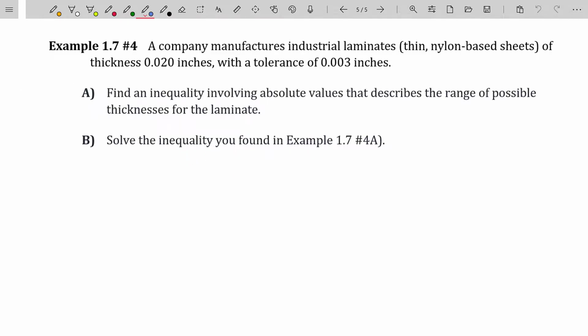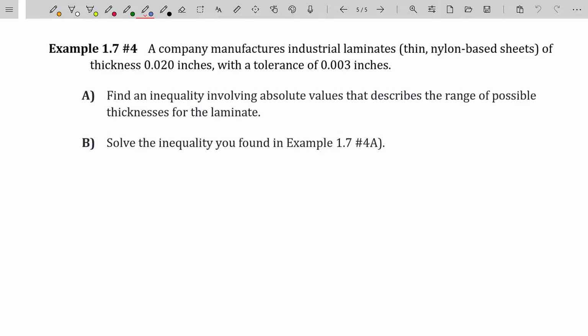Let's go ahead and see what happens with applications and absolute value inequalities. In fact, that's where absolute value inequalities really shine, is in applications and manufacturing and stuff like that. Also, by the way, in theory with calculus. So let's read the question.